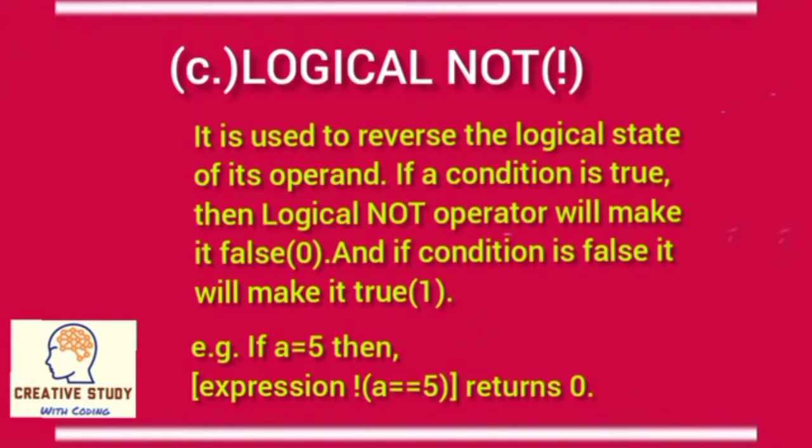Let's see logical not. It is used to reverse the logical state of its operand. If a condition is true, then logical not operator will make it false, and if the condition is false, it will make it true. For example, if a = 5, then expression !(a == 5) returns 0. Here the value of a is 5, that is a == 5 is true, but with not, !(a == 5) will make it false, so it will return 0, because not is used to reverse the conditions.